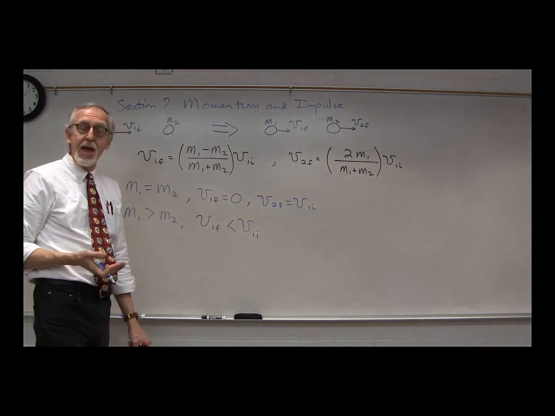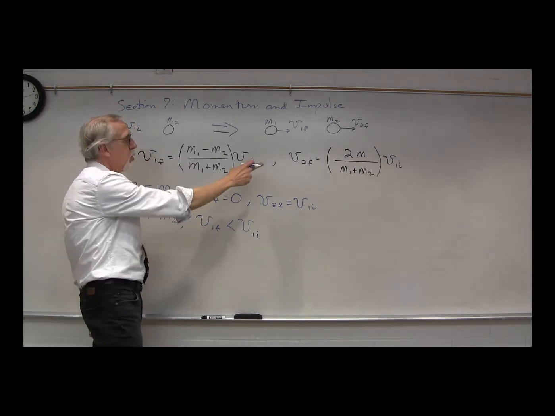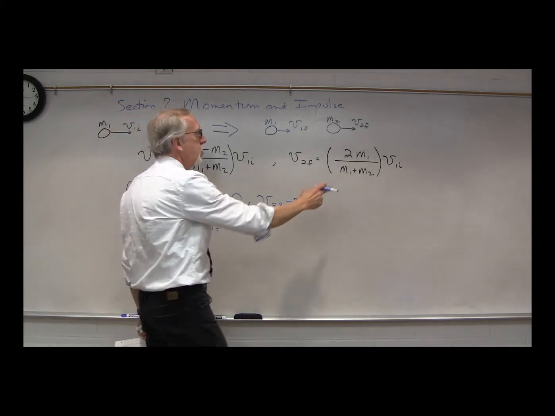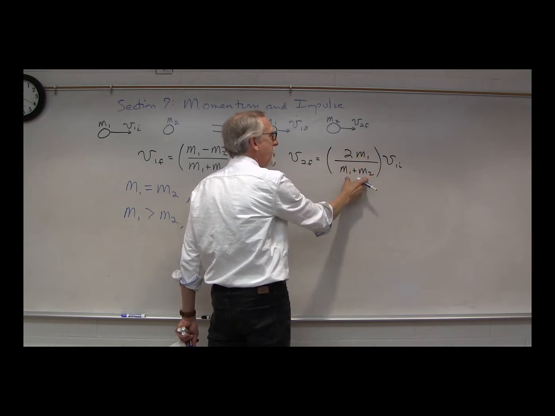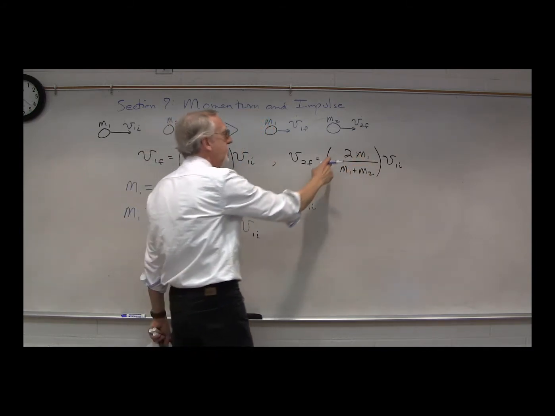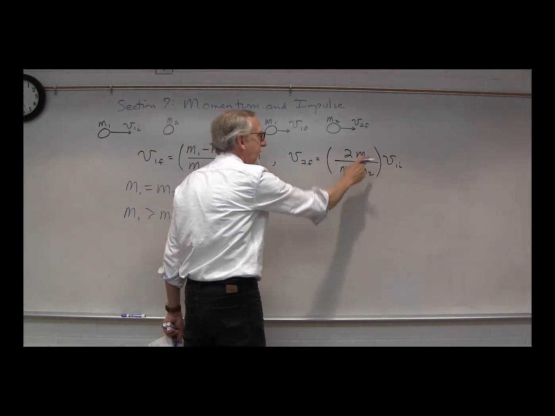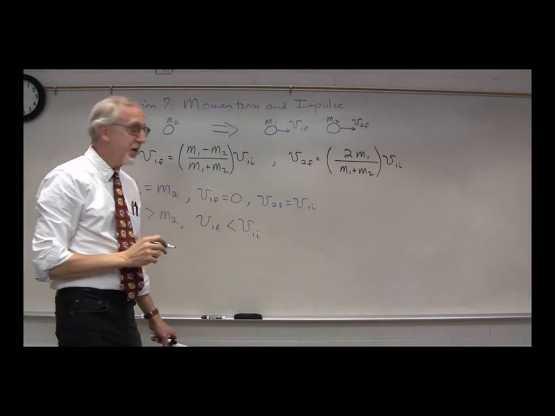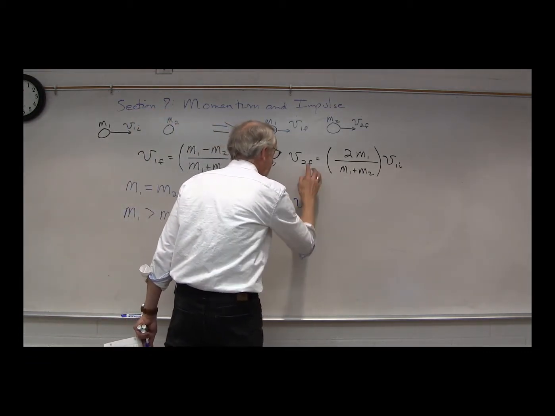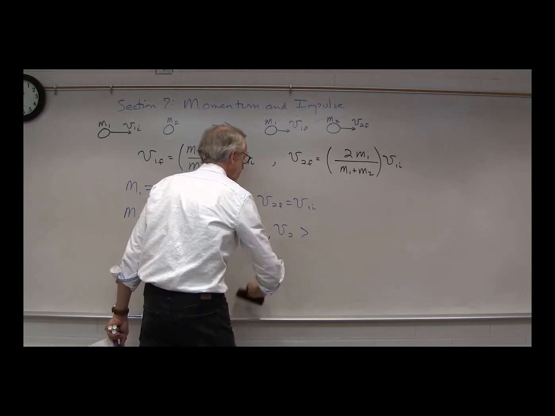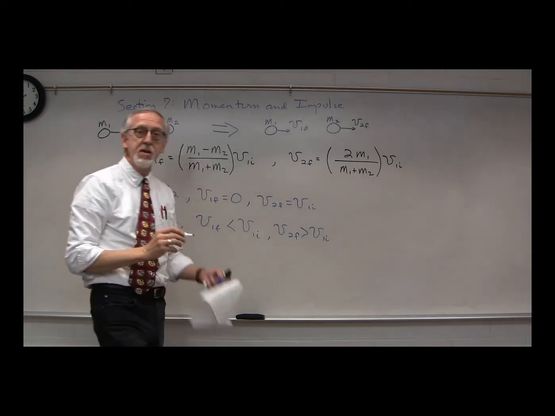In other words, what happens to mass 1? It slows down. What about V2 final? Well, if M1 is bigger than M2, then 2 times M1 is going to be bigger than M1 plus M2. This is going to be a number bigger than 1. Which means V2 final is going to be bigger than V1 initial.